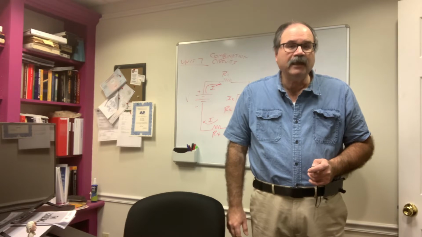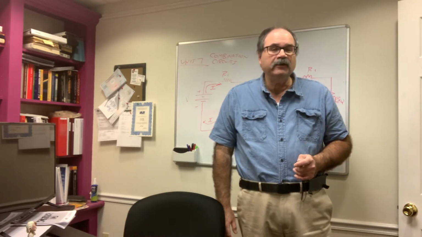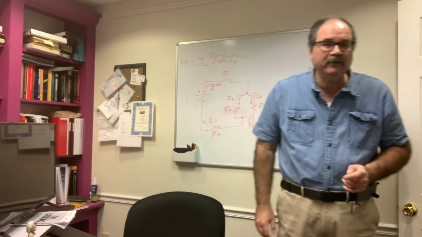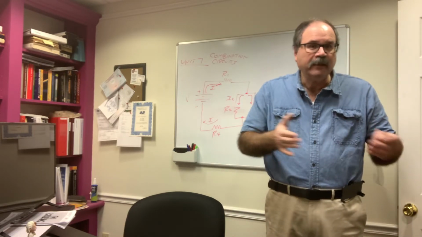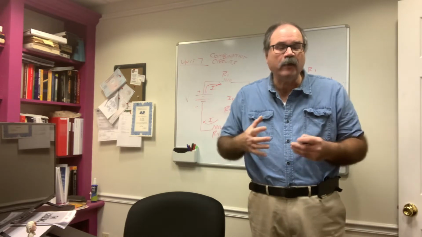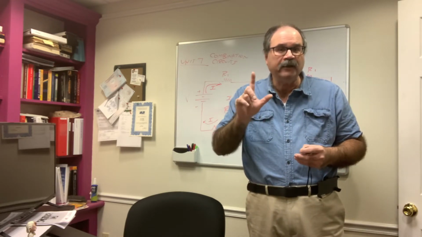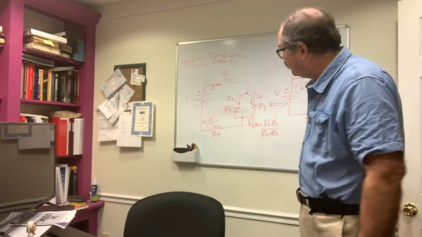I'd like to take a look at your Unit 7 introduction. Unit 7 is on combination circuits. What a combination circuit is, we take a series circuit and we take a parallel circuit, and now we combine them into one circuit that we call a combination circuit.